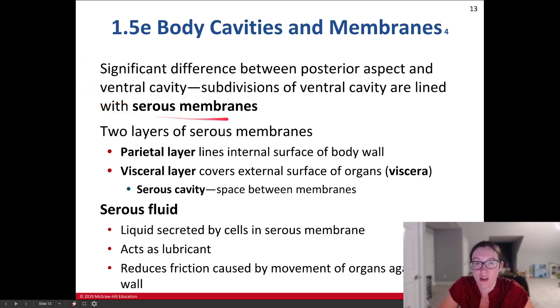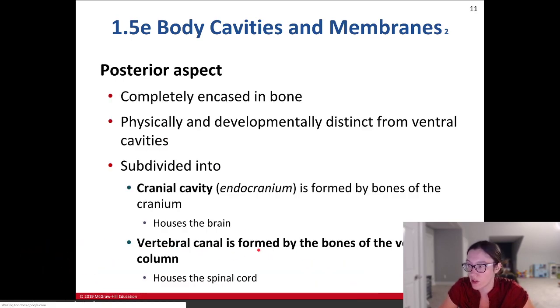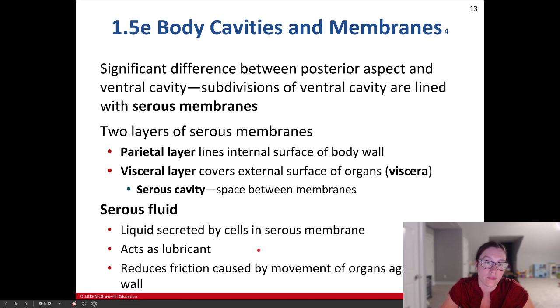Serous membranes can be a little confusing. And this little guy up here, this online interactive talks about serous membranes also. So if you're confused, that is pretty helpful.